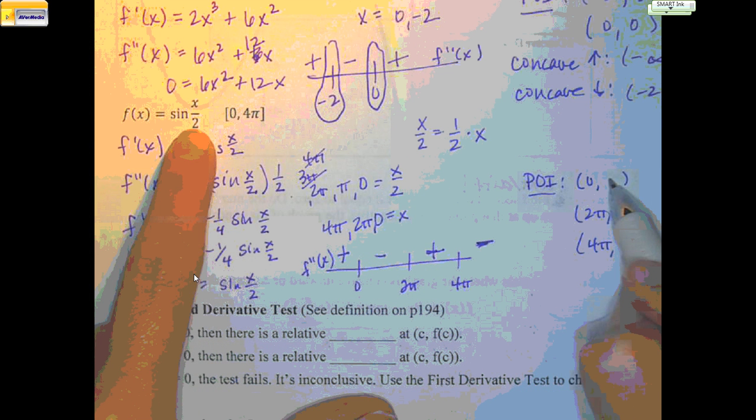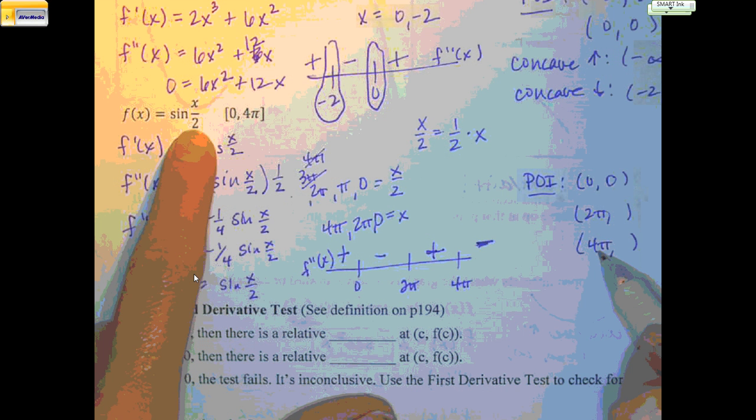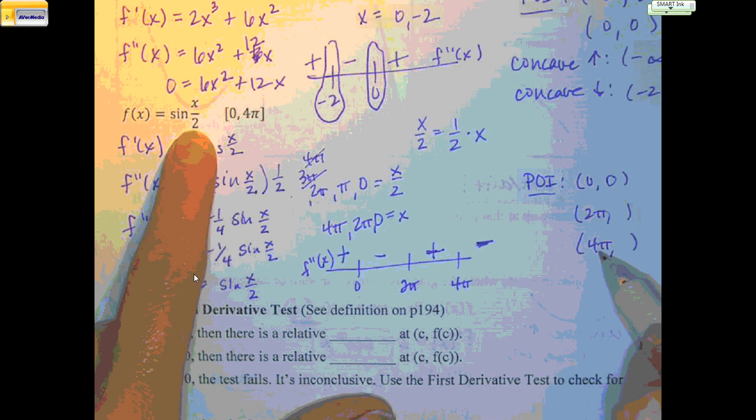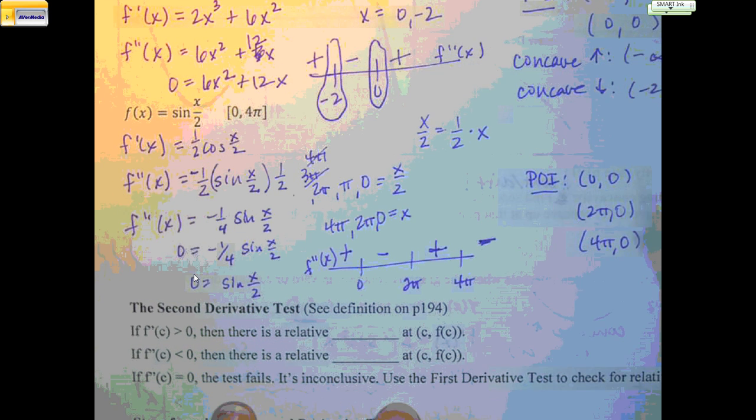Isn't 2 pi and 4 pi the same thing as 0? Yeah. In radians, in the same place on a circle. So aren't these all probably 0? Yeah. So there's our points of inflection.